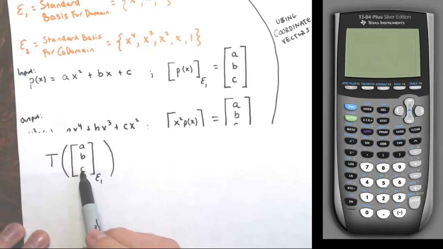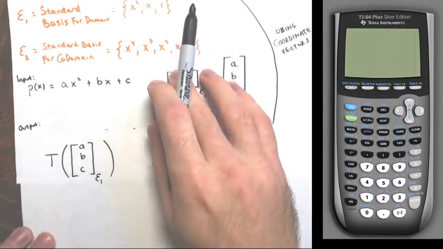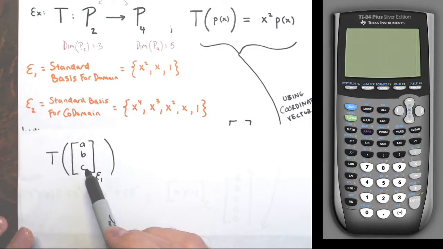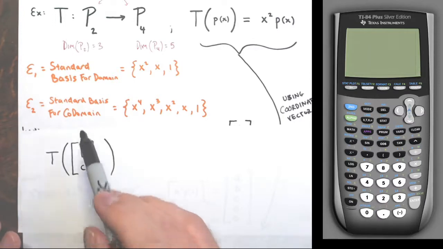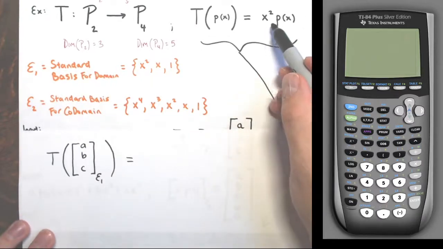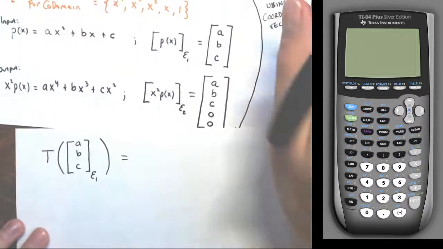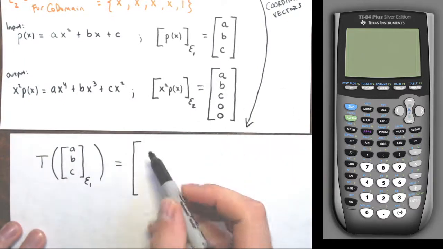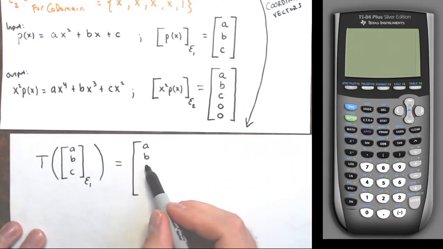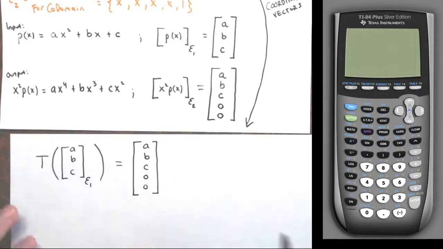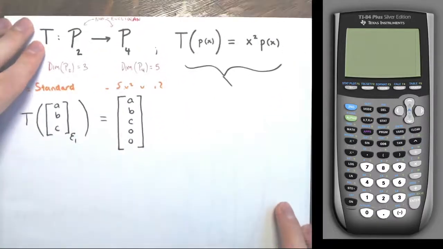Because this vector with 3 components is not a vector from P2. It represents a vector from P2. These are the coordinates of a vector from P2. Equals, and then my output, x squared times P of x. Again, I'm going to write the coordinate vector here for the output, which was this a, b, c, 0, 0. And just to remind myself, this is not an output.